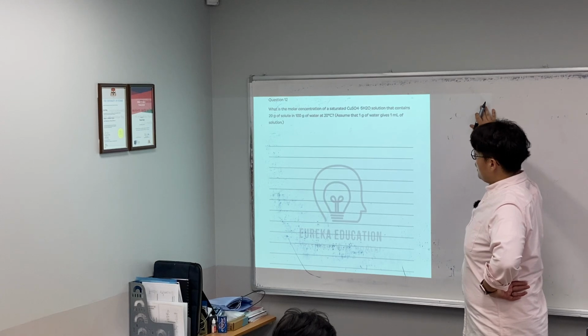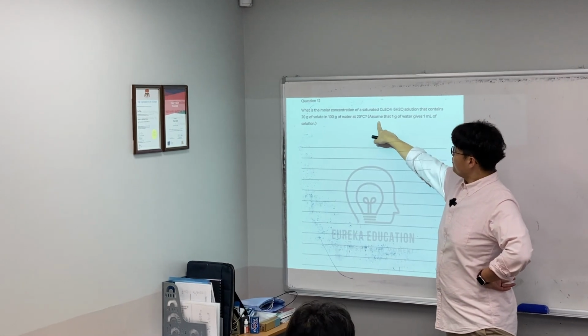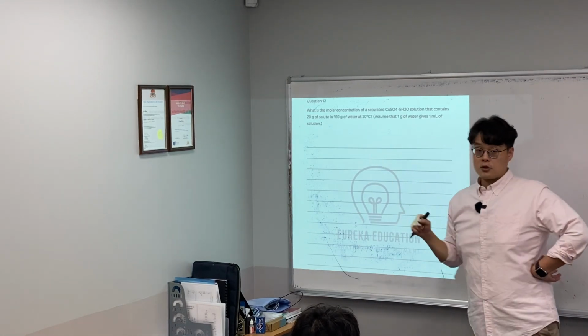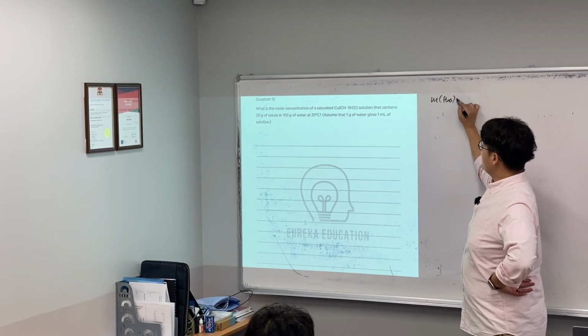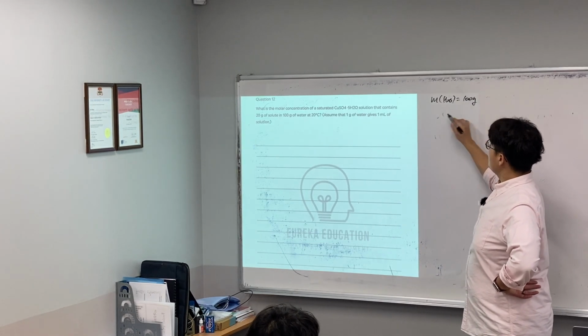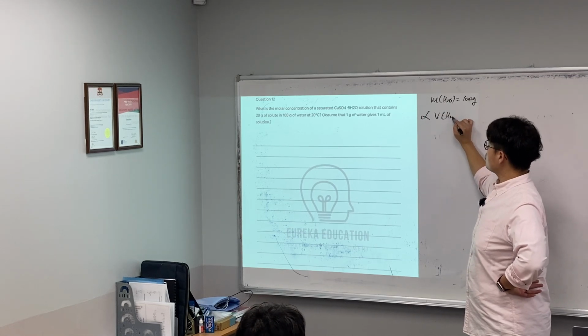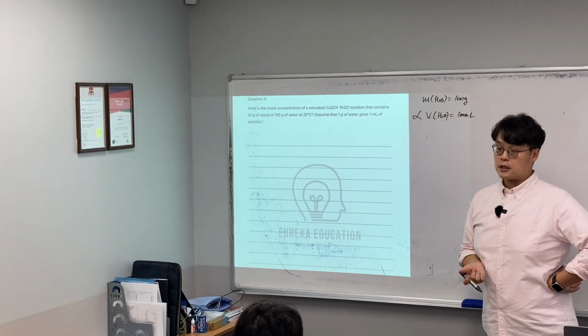So, key point: there is an assumption given. The assumption is that 1 gram of the water gives 1 milliliter of the solution too. So if the mass of the water is, say, 100 grams, this corresponds to the volume of the H2O being 100 milliliters, using the densities.